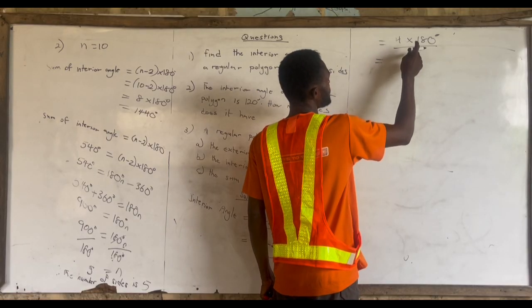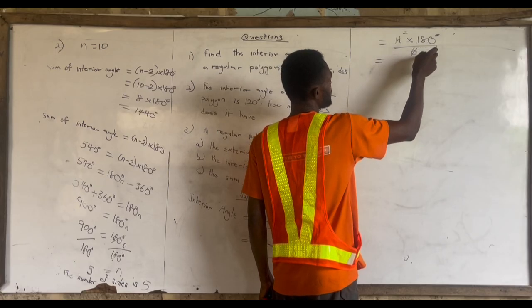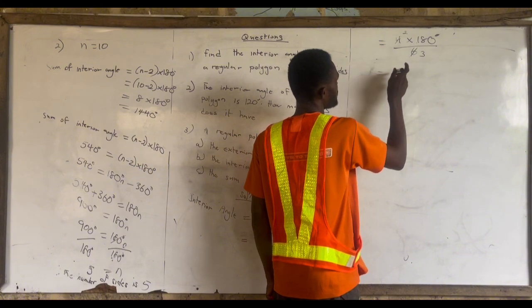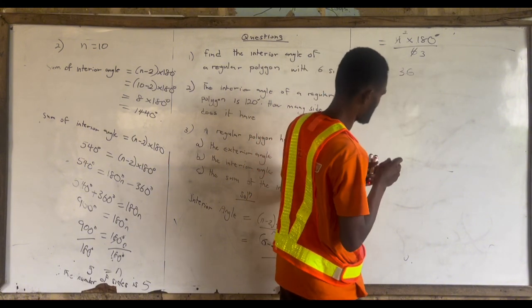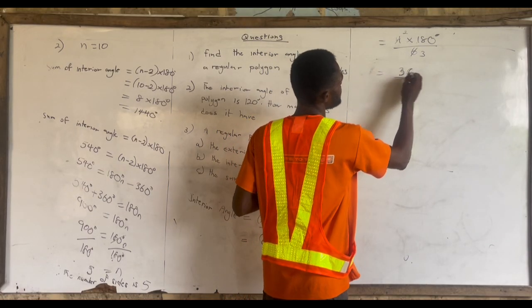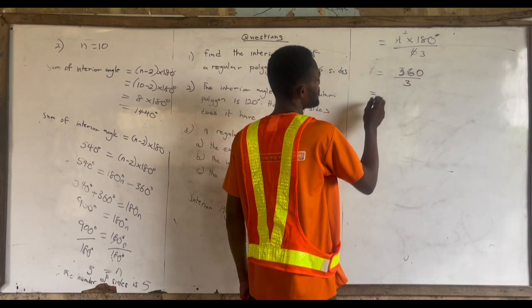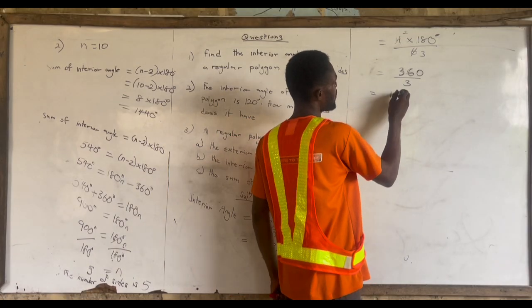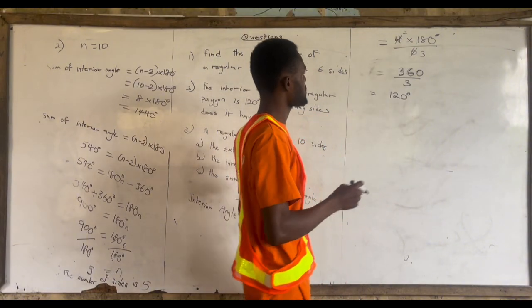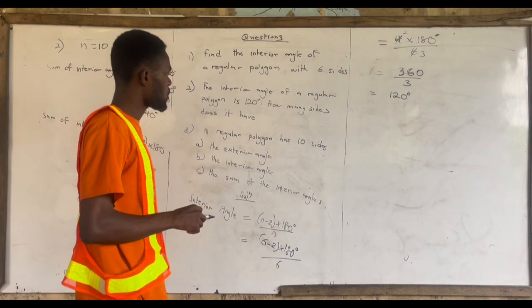And we know that 2 goes here, 2 goes here, 3. So 2 times 180, which is 360. So 360 over 3, which is 120 degrees. Yes, 120 degrees. That is cool.